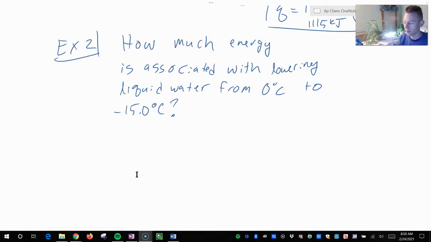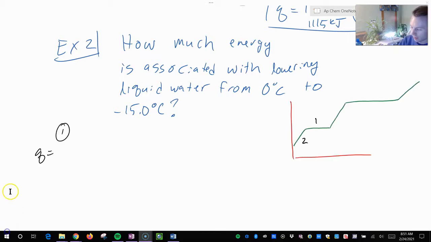All right, so here's your question, and then you can get to it. How much energy is associated with lowering liquid water from 0 degrees Celsius to negative 15 degrees Celsius? Pause, get to it, and I'll show you the answer here in just a moment. As I'm doing this, I'm realizing you need a couple more variables. So here, I'll give this to you.